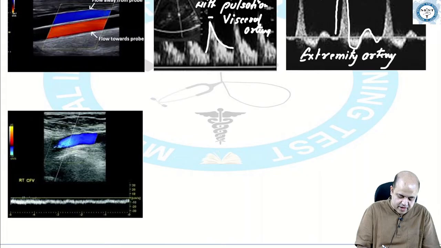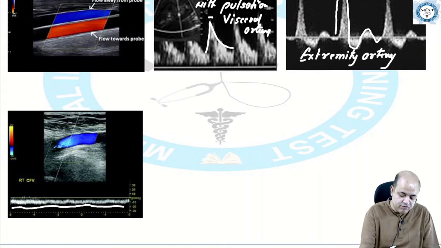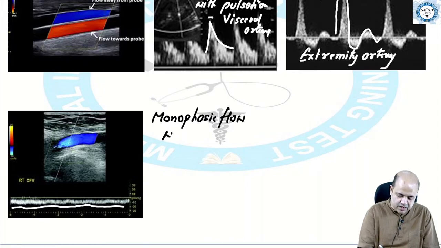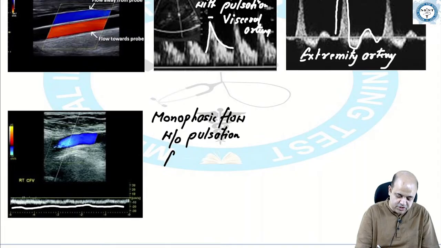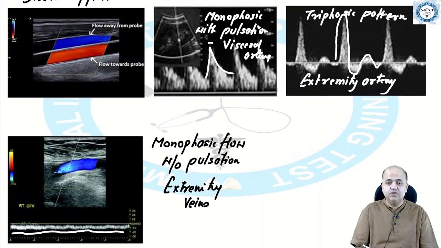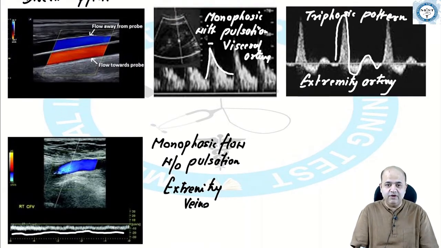And then we have a flow that is without the pulsation. This is a monophasic flow without pulsation. This is a feature seen with the extremity veins. Okay, so these are the different patterns of the flow that we see in the Doppler.